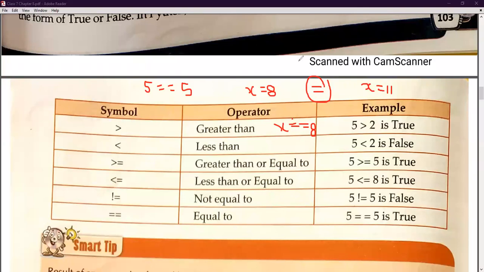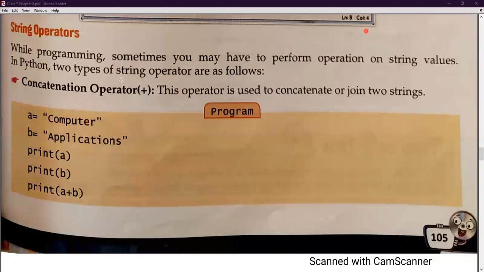Now, before going to the next topic, please give your consent if you have understood the relational operator. Now, as I have told you, please skip the logical operator. Now we can jump to the string operator.